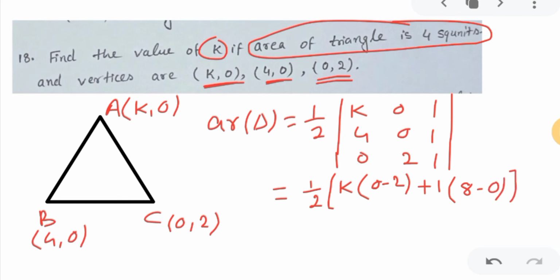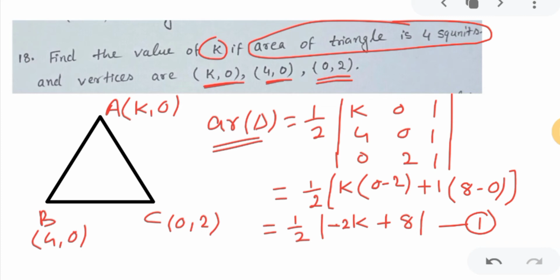Okay, if I simplify this, then half k into 2 will be minus 2k, and plus 8 into 0, 8. I will take this mod. Why? Because this can give you two values, correct? This value will always be positive. So minus 2k plus 8. This is the area we found using the formula.